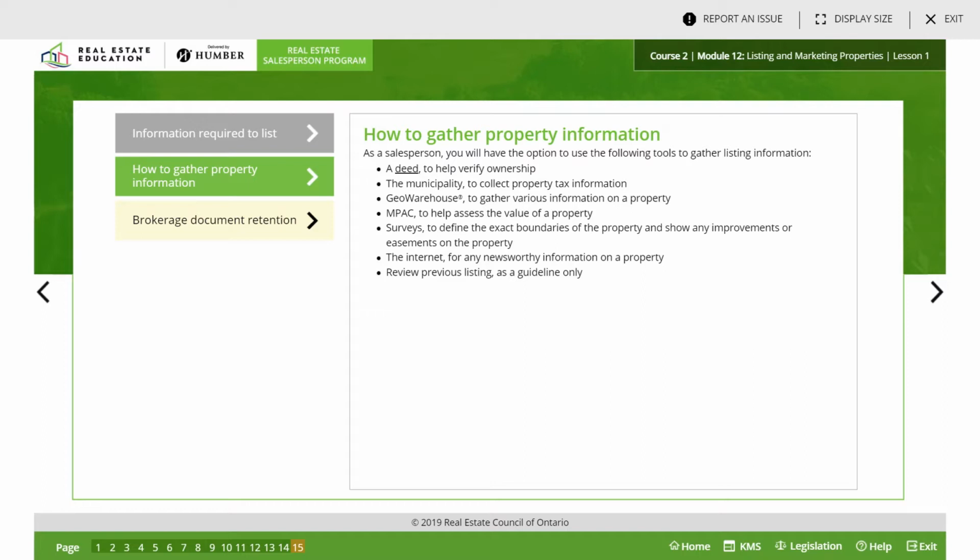Geo warehouse to gather various information on the property. MPAC to help assess the value of a property. Surveys to define exact boundaries of the property and show any improvements or easements on the property. The internet, for any newsworthy information on the property. Review previous listings as a guideline only.